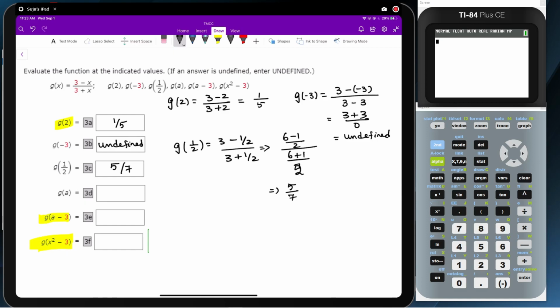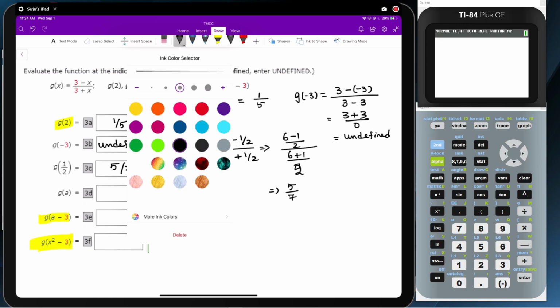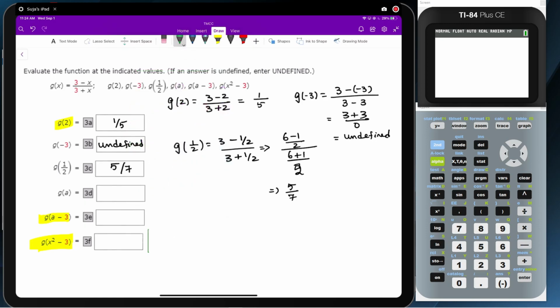And the next one is to find g of a. Again, let me use a different color for these. So for g of a, I need to plug in a in the place of x. So this would be 3 minus a over 3 plus a. And I cannot simplify further, so the answer would be 3 minus a over 3 plus a.